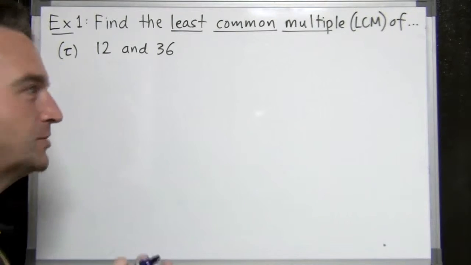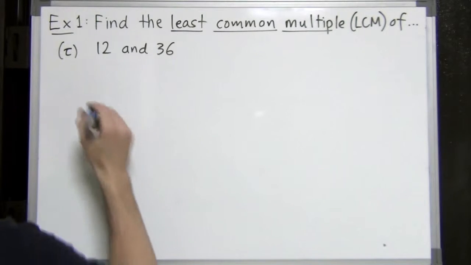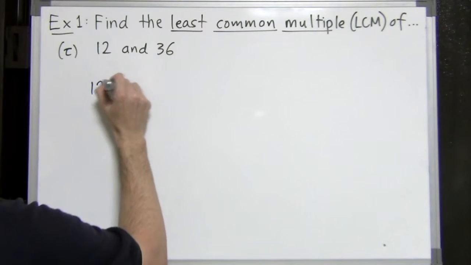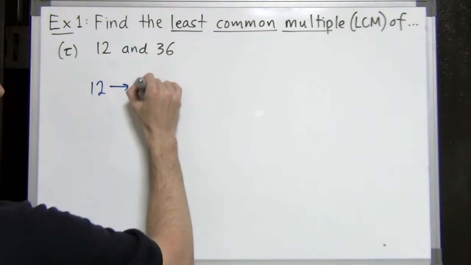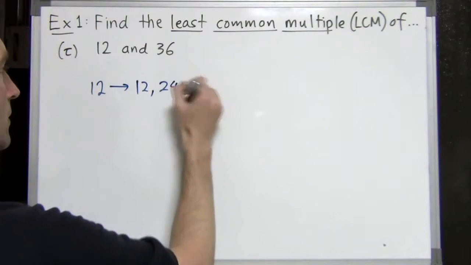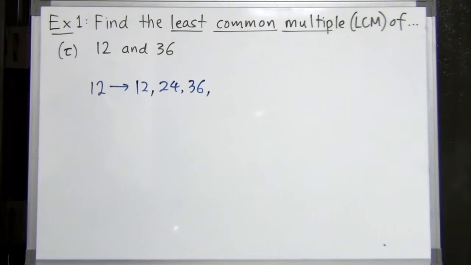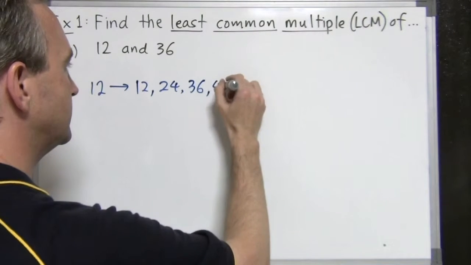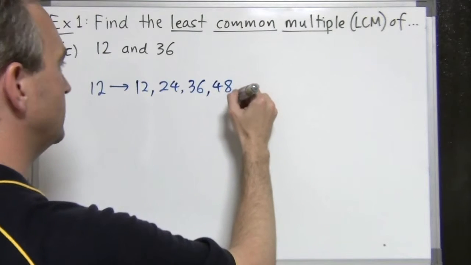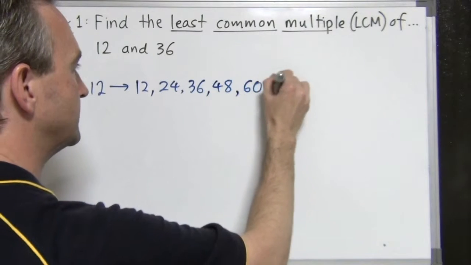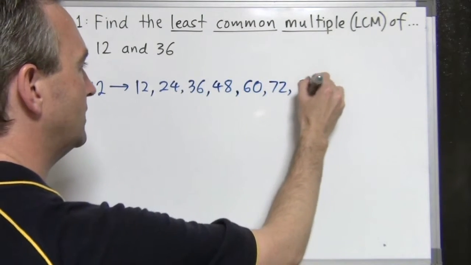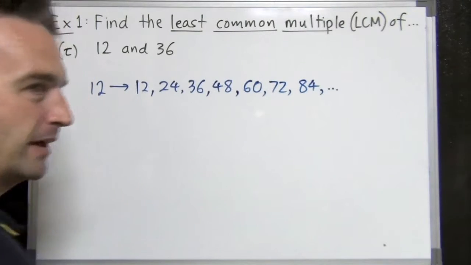Let's just try one more, 12 and 36, because something interesting happens here. All right, multiples of 12, so 12 itself. 24. Adding 12 again, 36. This is easy because we can do our 12 times tables. 4 12s are 48. 5 12s are 60. 6 12s are 72. 7 12s are 84. That's as far as I'm going to reach. I'm going to stop there.